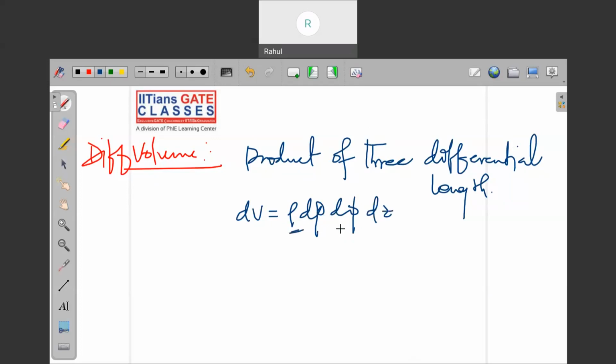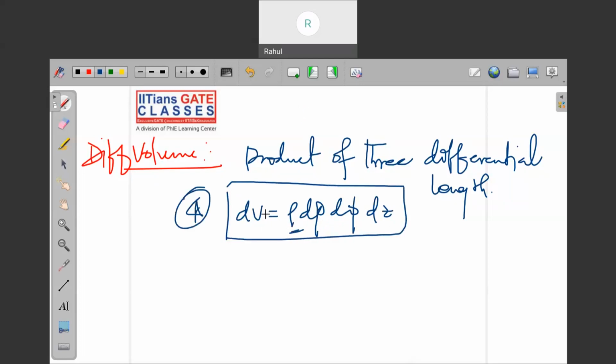But this rho, in the expression you might have seen, comes with d phi, remember. The way we read it, dV equals rho d rho d phi dz. Keep this in mind. And if you're not able to, it's okay. If you remember d rho, d phi, and dz, just take the product of these three for the sake of volume.